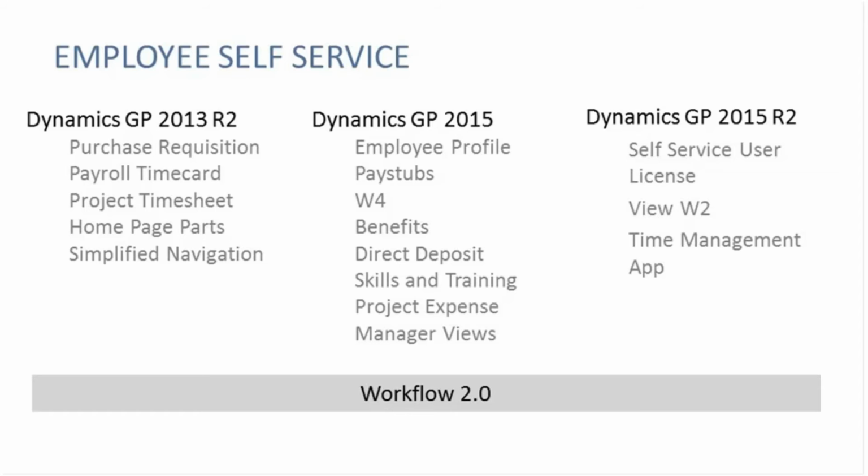For 2015, we did add a lot more of the functionality in payroll, being the employee profile changes. You can view your pay stubs as well as your W-4. You can view the benefits that you are signed up for, as well as changing your direct deposit information, tracking your skills and training, and being able to view and update that. As well, we added in the project employee expenses. And then we allowed the managers some different views so they can do the approvals and those types of things in an easier format. So in 2015, we did add a lot of that other functionality.